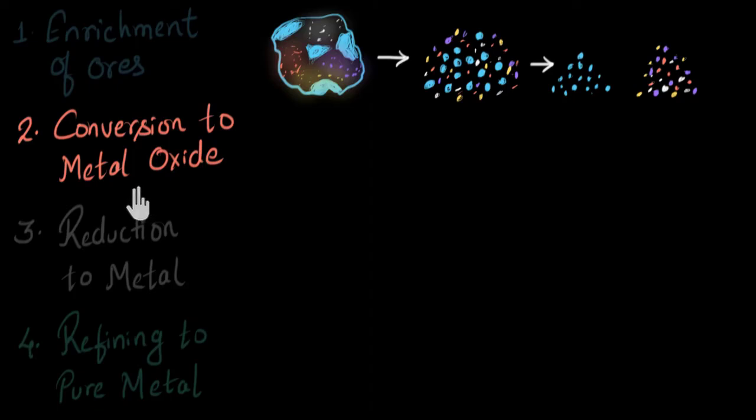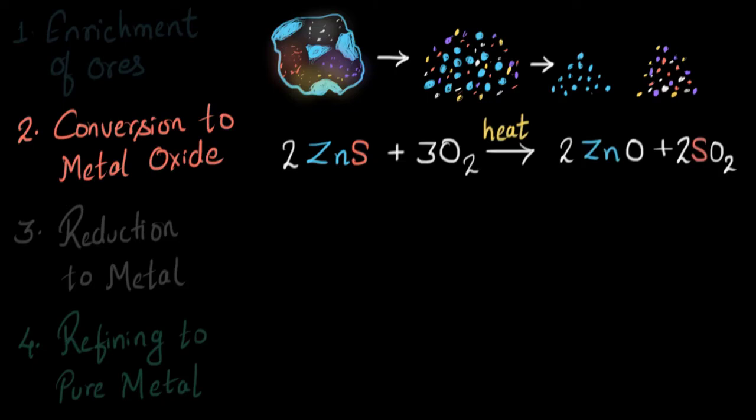Now, let's say, for example, we are dealing with zinc ore. We have the zinc ore over here. And in the first step, enrichment of the ore, we crushed it into pieces and we separated the zinc compound from the impurities. Now, this zinc compound happens to be zinc sulfide. And now, since this compound is not an oxide, we will first have to convert this to a metal oxide. Then we will heat this with excess of oxygen. And that's how zinc sulfide will convert to zinc oxide.